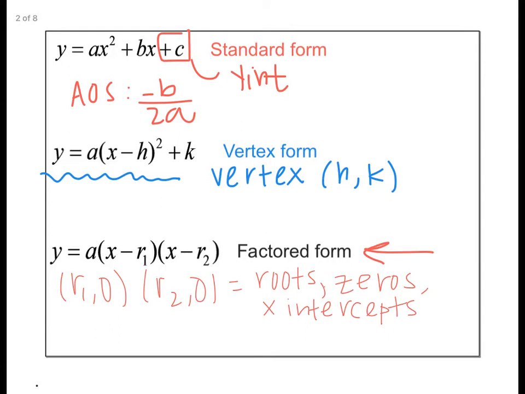So it's important to clarify here, we have a couple different names for the same thing. So roots are the same things as the zeros or the x-intercepts. So for example, if we sketched a really tiny graph here, the x-intercepts are right there and there, where they cross the x-axis, those are our roots. It's just another name for x-intercepts or zeros. So factored form tells us where our graph crosses the x-axis.